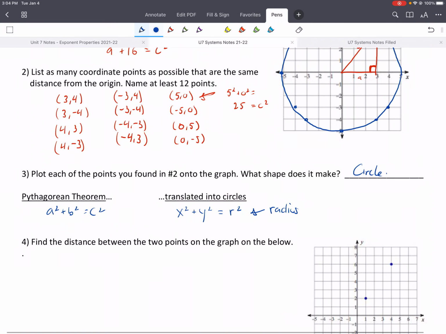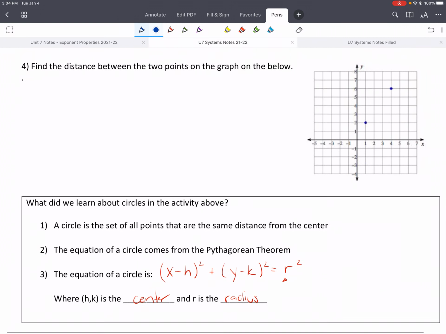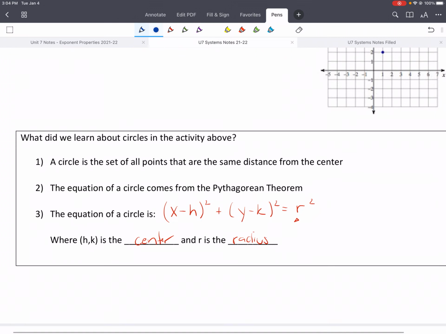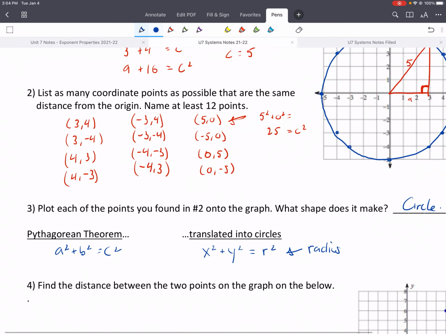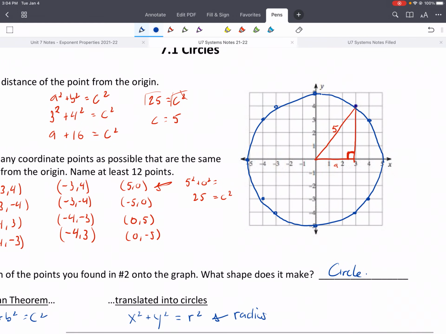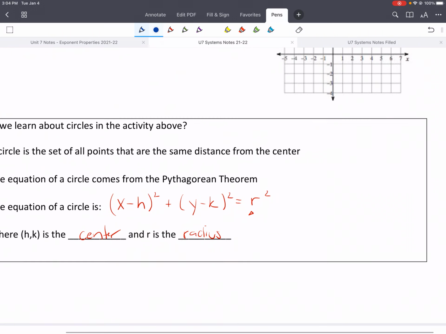But that only applies if it's up at the origin. Okay, so we're just going to go straight to this point and then we're going to talk about it. So this is what we've talked about so far. Number 1 says the circle is a set of all points that have the same distance from the center. So that's basically what we did here. We drew all those points that were 5 from the center, and it made a circle.